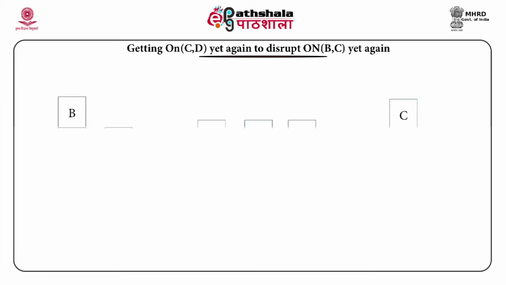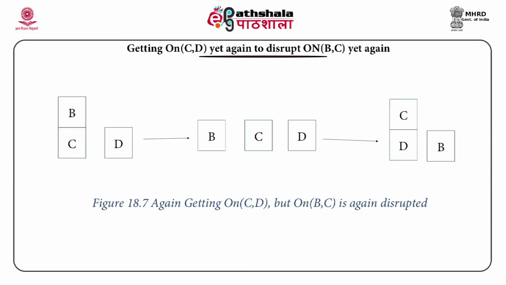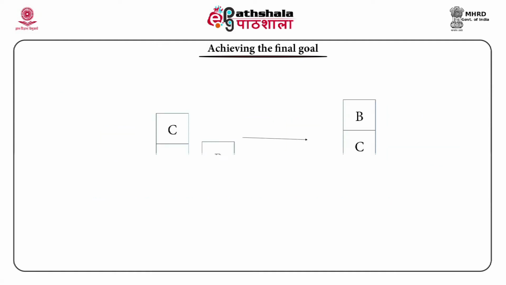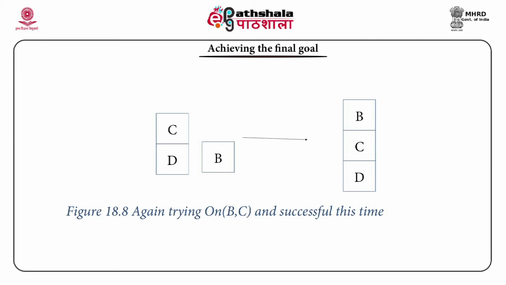Now I want to achieve on CD. I realize that on CD is not done, so again I have to place B on the table and achieve CD. Once I achieve CD, I check and on BC is again gone because it is undoing it. You can see that this is quite dynamic. It's changing, but I am not getting the answer. Obviously, after this state, I can definitely place B on top of C and I have got my answer.